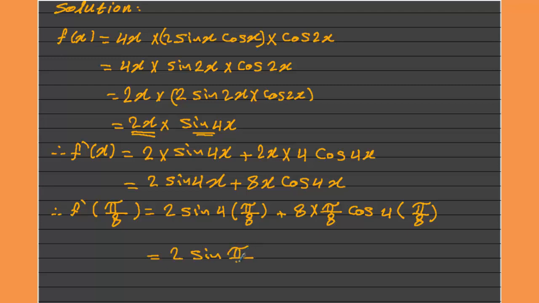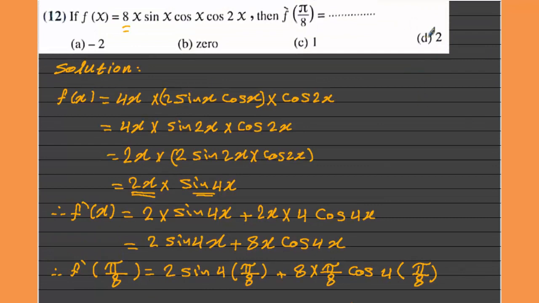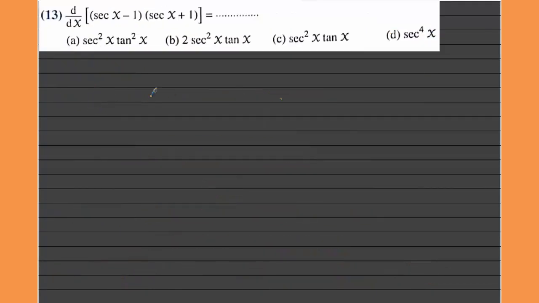equals pi over 2 plus 8 multiply pi over 8, it is 8, it's pi, cosine pi over 2, as 4 multiply pi over 8 equals pi over 2, equals 2 times sine pi over 2 is 1 plus pi multiply 0, as cosine pi over 2, it is cosine 90 equals 0, so the result equals 2. And here is the solution in letter D.